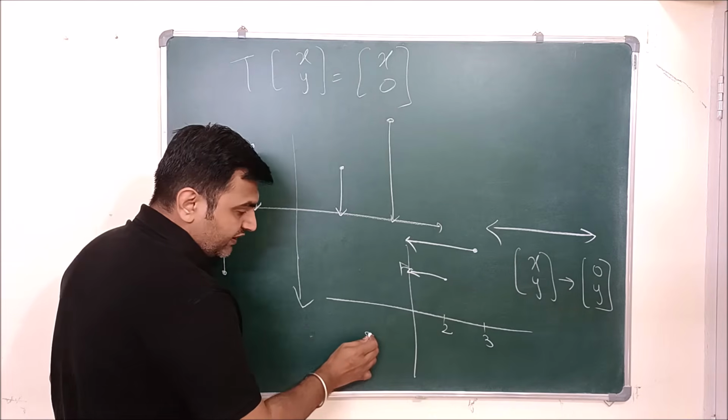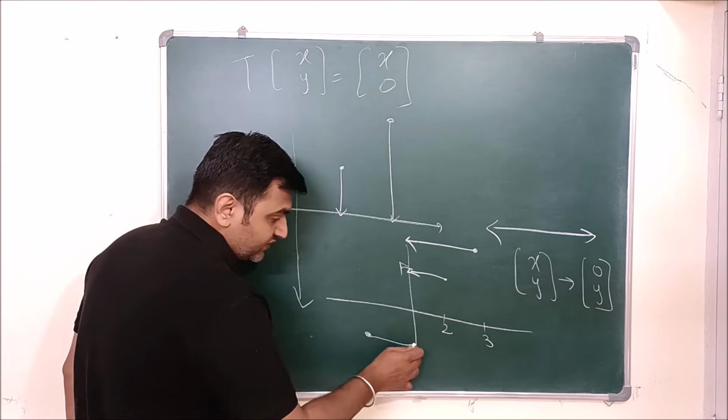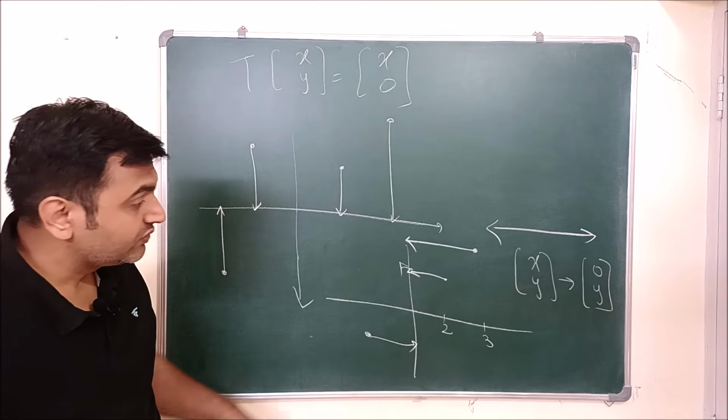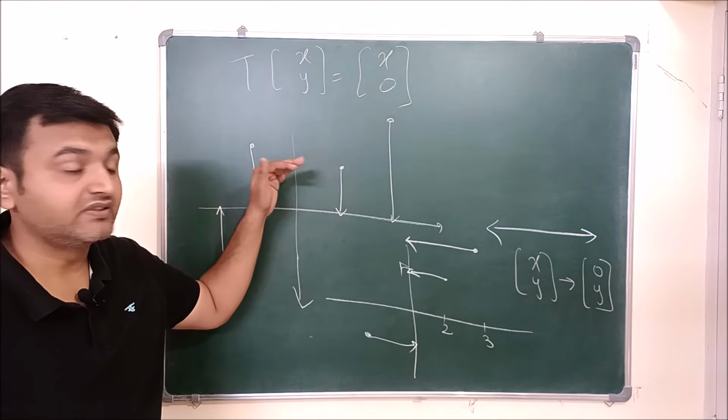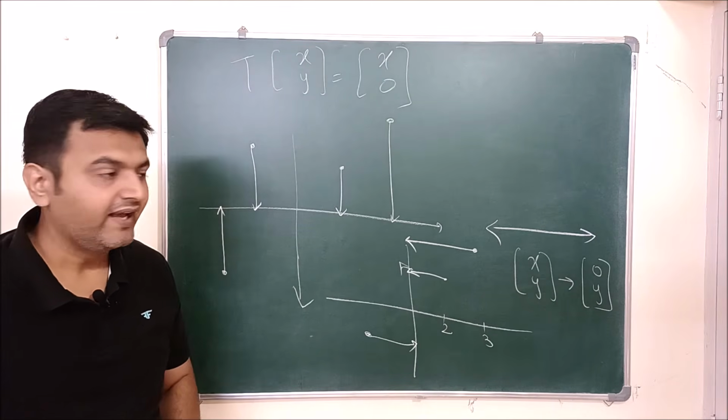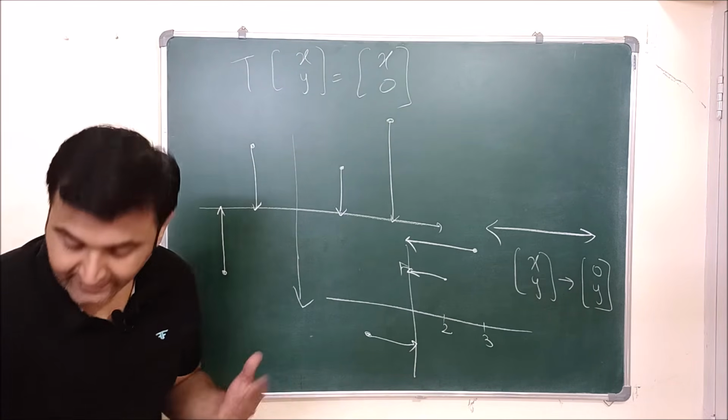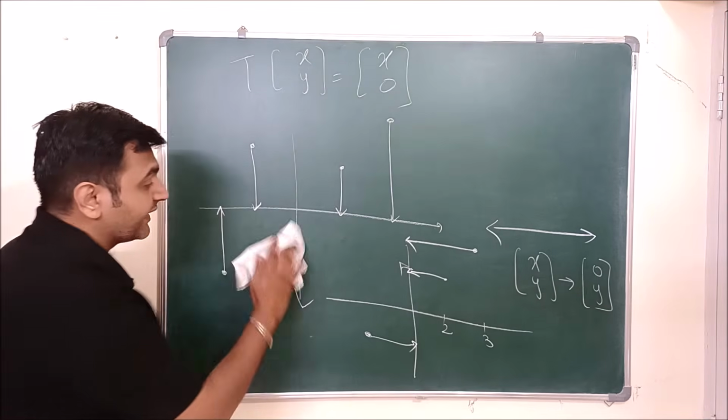If you take minus 2 comma minus 3, it will go to 0 comma minus 3. So this map will give the projection on the y-axis, whereas this map will give us the projection on the x-axis. And usually projections are required a lot. And the same thing gets extended in higher dimension.